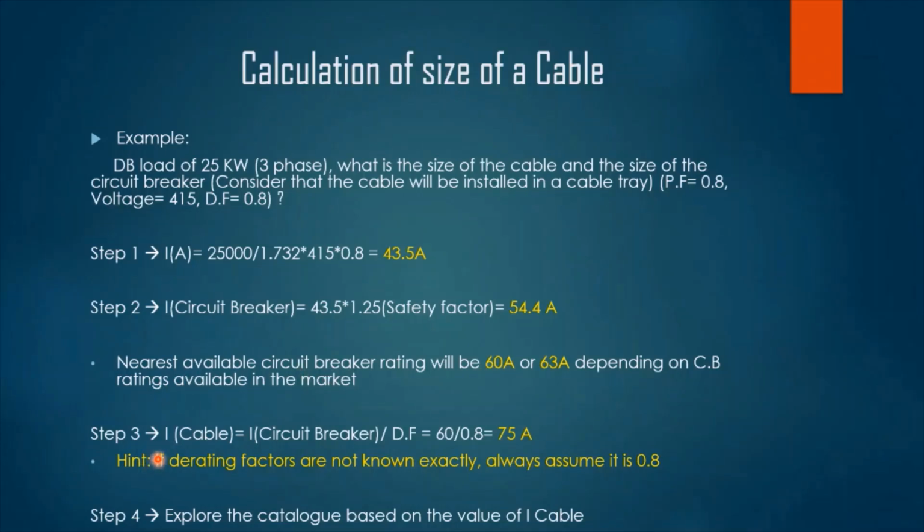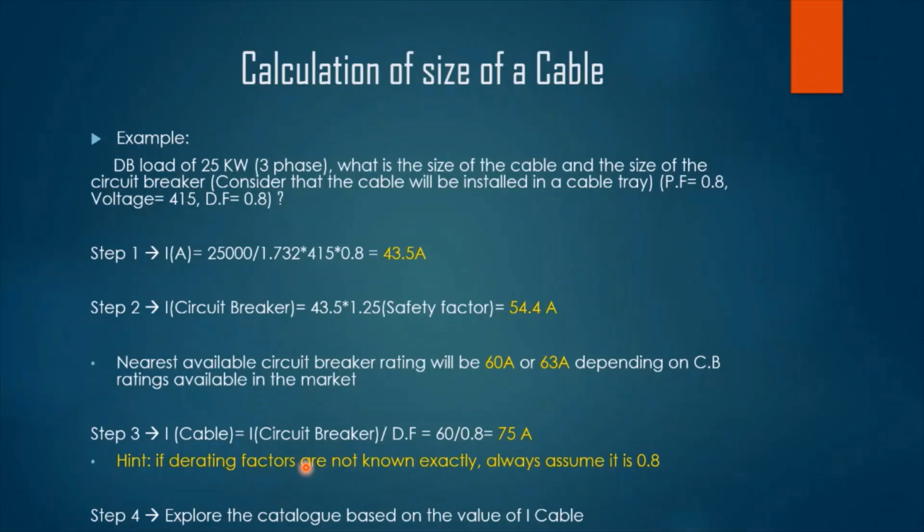The third step is to obtain the I cable by dividing the I circuit breaker by the derating factor. We already have the derating factor of 0.8, and for the circuit breaker, for example, we chose 60 amps, so we will divide 60 by 0.8 to get 75 amps. So this is the important value; we are going to look for a suitable cable size according to this value. Now, if the derating factors are not known exactly, we can take it as 0.8.